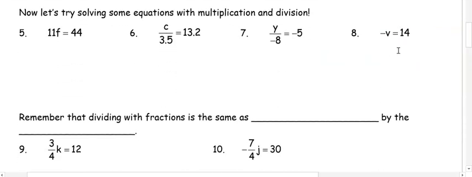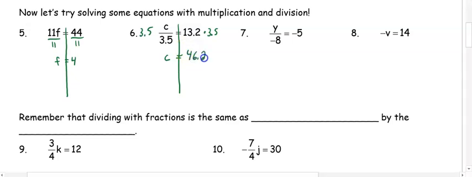Now let's try some with multiplication and division. So in number 5, we have 11f equals 44. So 11f means 11 times f. So we are going to divide. So we divide both sides by 11. And f equals 4. In number 6, we have c divided by 3.5 equals 13.2. So the opposite of division is to multiply by 3.5 on both sides. So we get c equals 46.2.